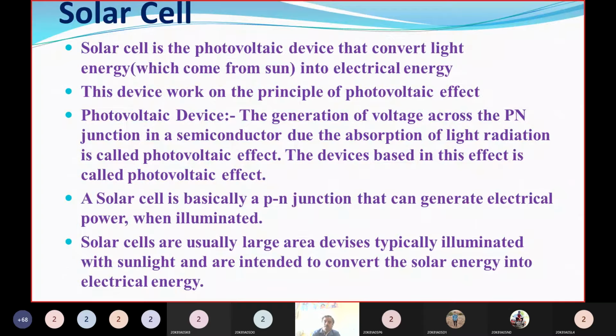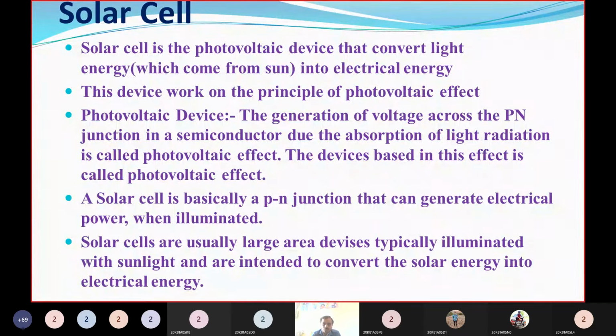Now we discuss, what is the solar cell? Solar cell is the photovoltaic device that converts light energy into electrical energy. Same principle as the photodiode, where light energy is also converted into electrical energy. This device works on the principle of photovoltaic effect.